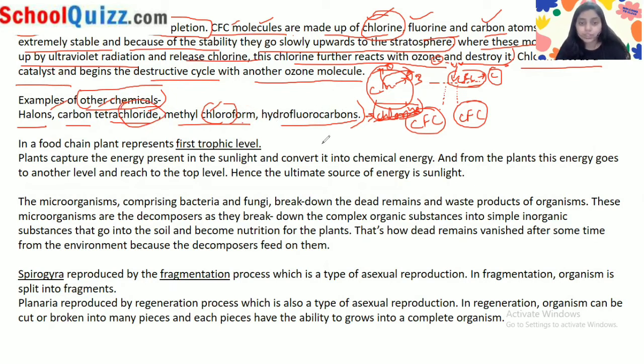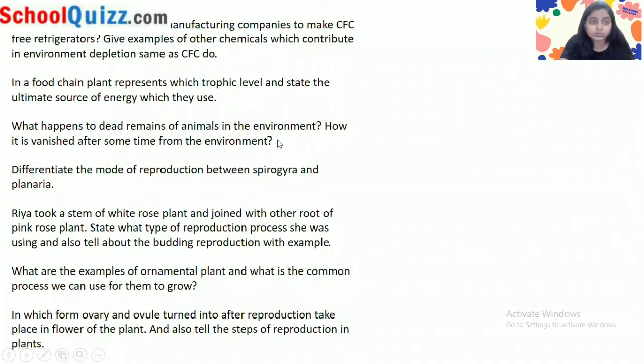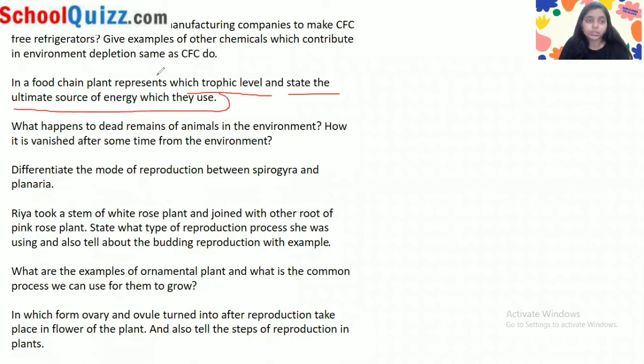Now let us move to the next question, which is: in a food chain, plant represents which trophic level? And state the ultimate source of energy which they use. So in a food chain, you know the food chain. What is the food chain?